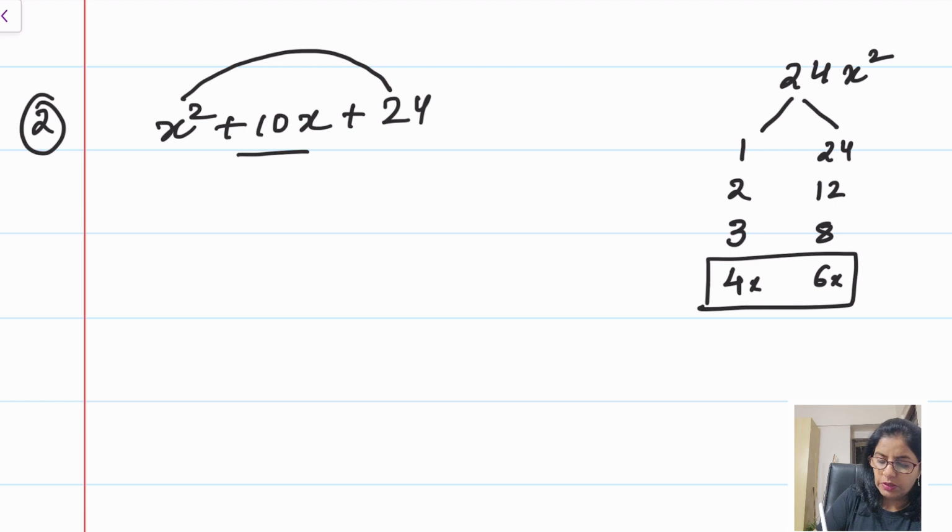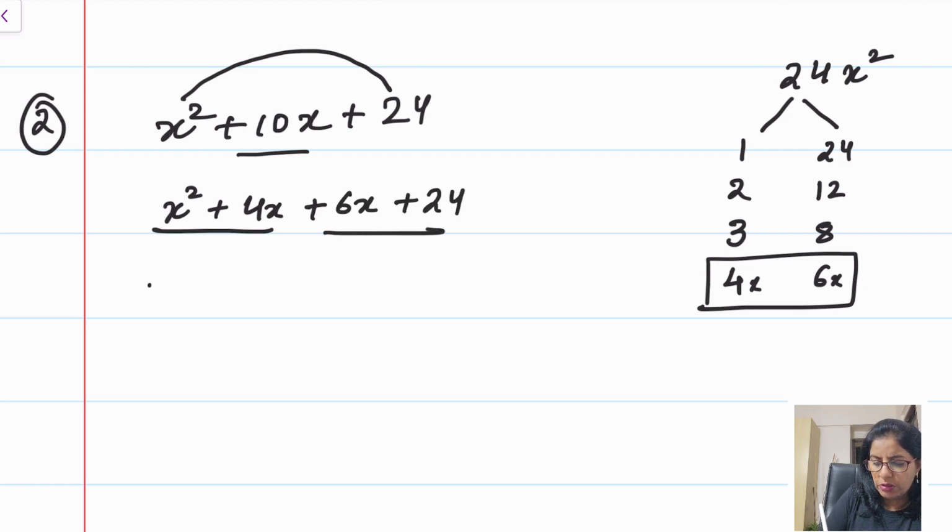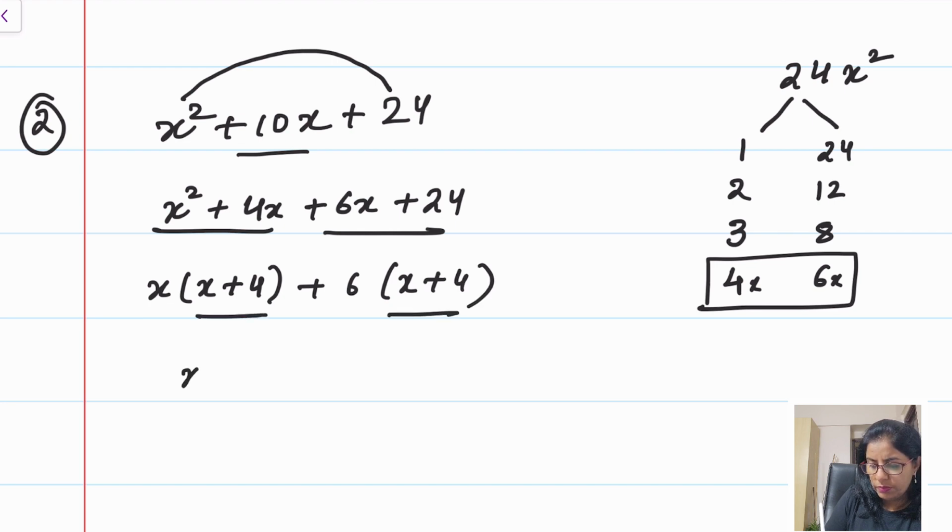So we replace the middle term by 4x plus 6x plus 24. See, for common factor between them, x times x plus 4, 6 times x plus 4. Now x plus 4 is common, x plus 6. That's our answer. Let's move on to the next question.